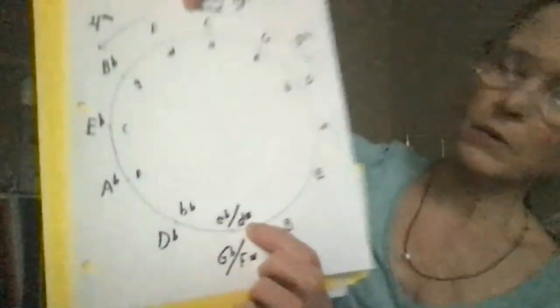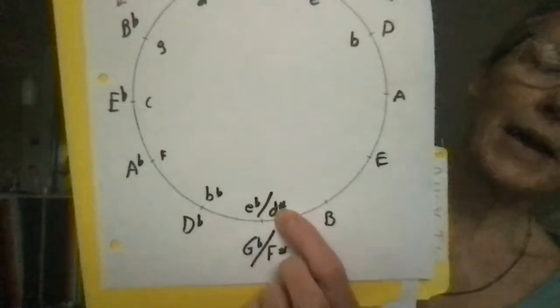And then just as with B, E, A, D, we're going to continue the pattern: G, C, F, and they're going to be sharped.